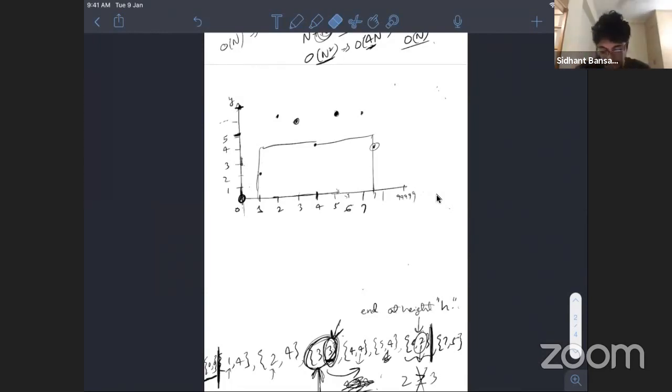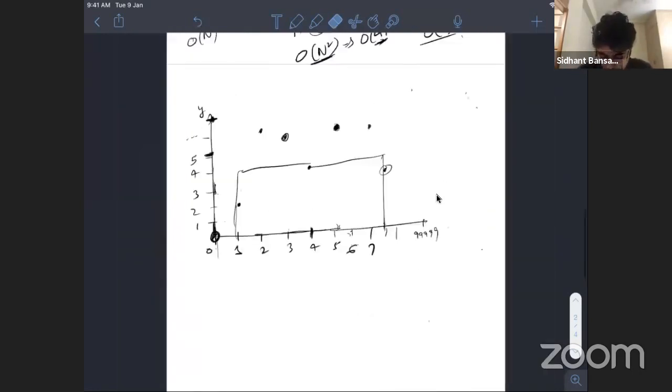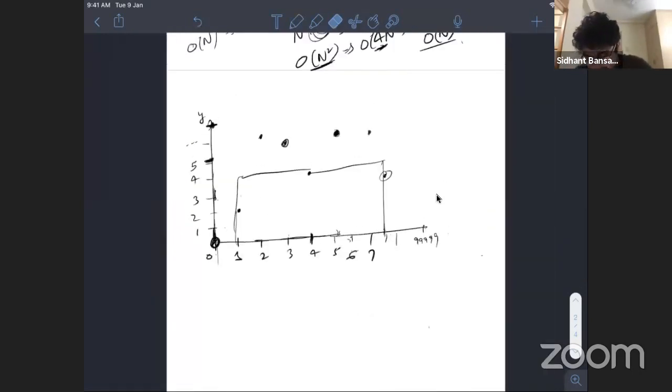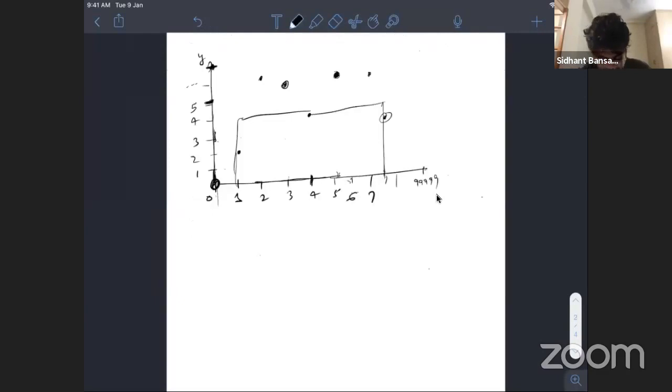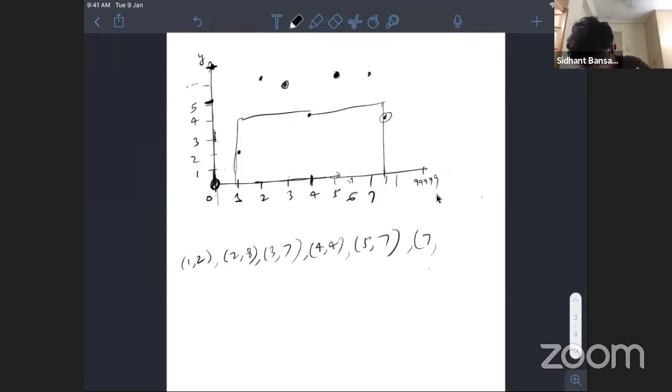Firstly, consider all the points in sorted order present inside a vector. By sorted order, I mean sorted by x's, right? So when they're sorted by x's, it's 1 comma 2, then you have 2 comma something big, let's say 8, then you have 3 comma something big, let's say 7, then you have 4 comma 4, then you have 5 comma, I don't know, 7 again, and then 7 comma, let's say 7, right?